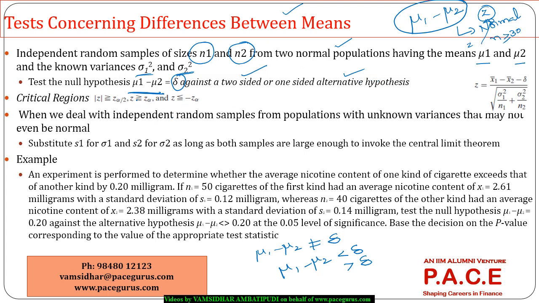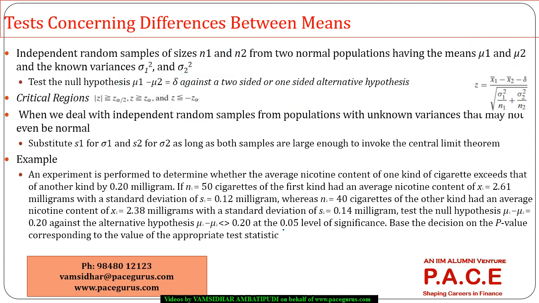So because it's a normal distribution, I can use the Z test. The critical region is mod Z greater than or equal to Z alpha by 2 in case of a two-tailed test. In case of one-sided, Z greater than or equal to Z alpha, or Z less than or equal to minus Z alpha in case of a one-tailed test on the less than side. But the only difference being my Z computation will differ.